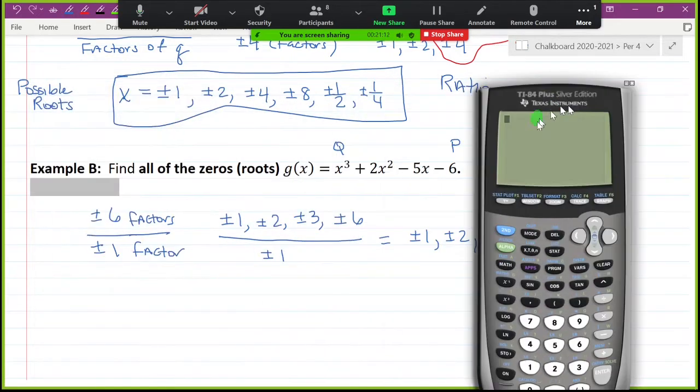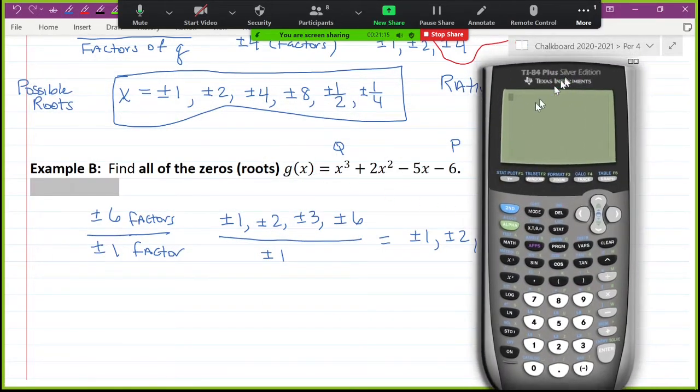And you can put in, okay, this is x cubed. So we're going to check the number 1 first. So you put the number in parentheses, and then you put the power outside the parentheses. So 1 cubed plus 2 times 1 squared... We get -8. So that's not a root because y is not 0. The y is -8. So that one doesn't work.